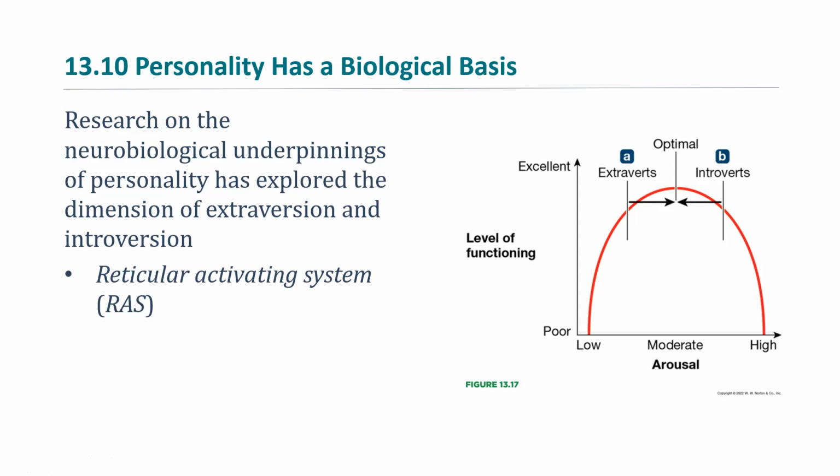So that's how your reticular activating system helps determine if you are more extroverted or introverted. We see a biological connection here. The biology of your RAS, the reticular activating system, can help determine whether you end up being more extroverted or introverted.